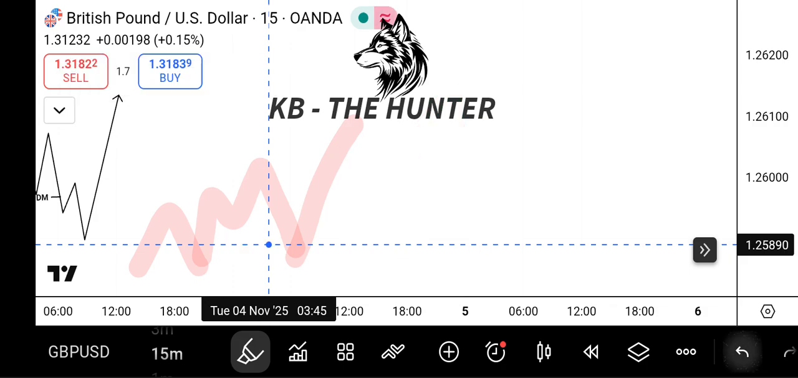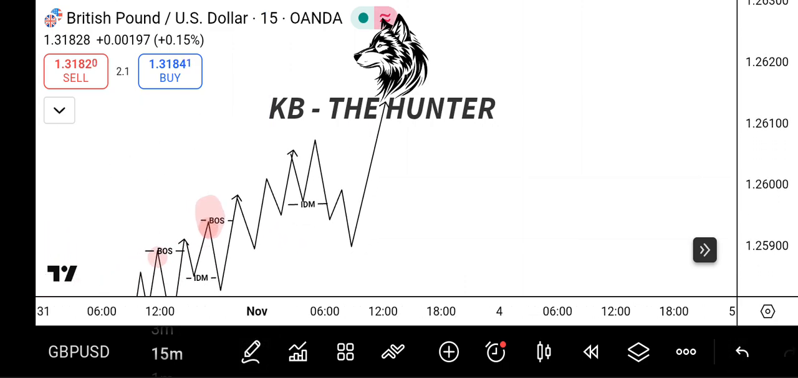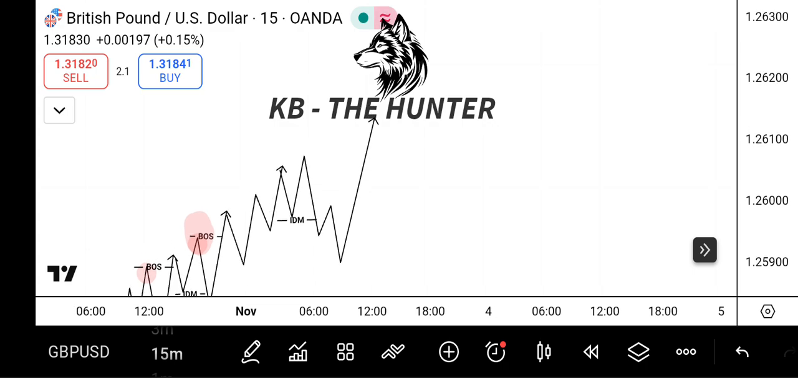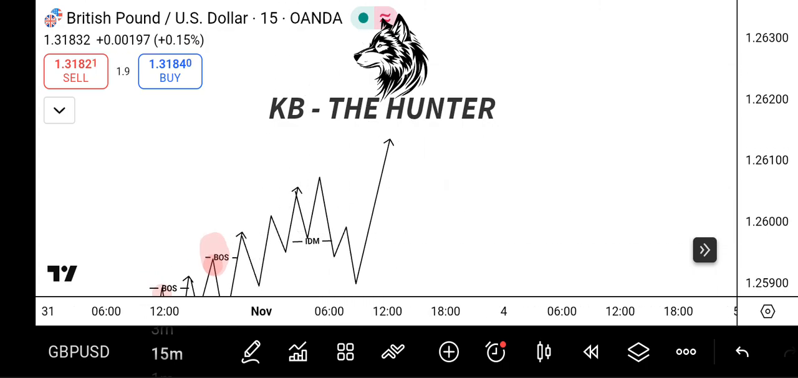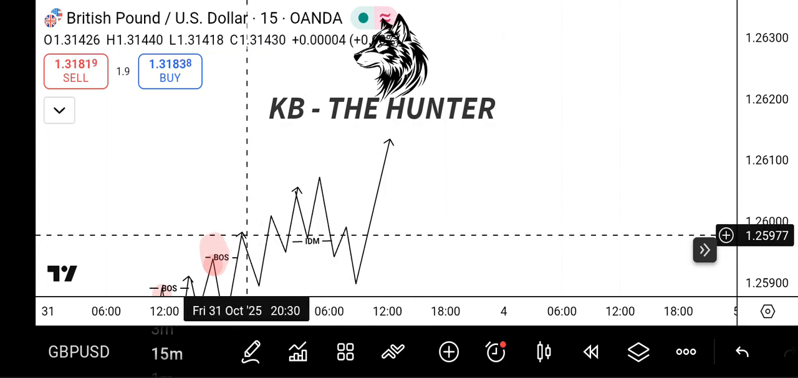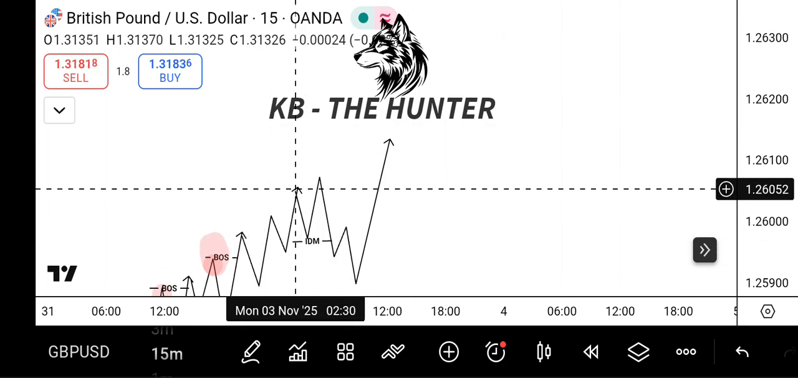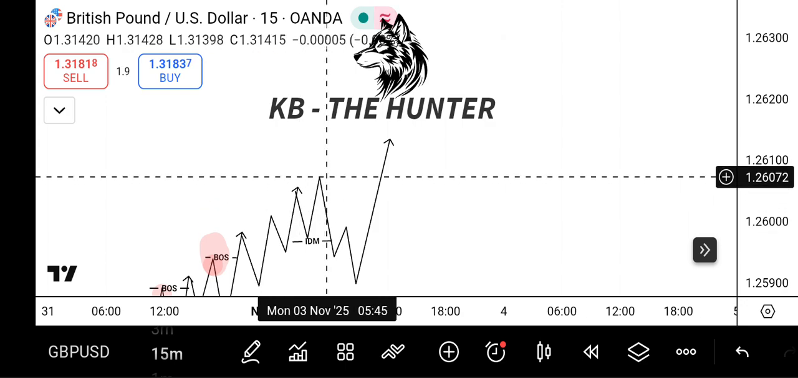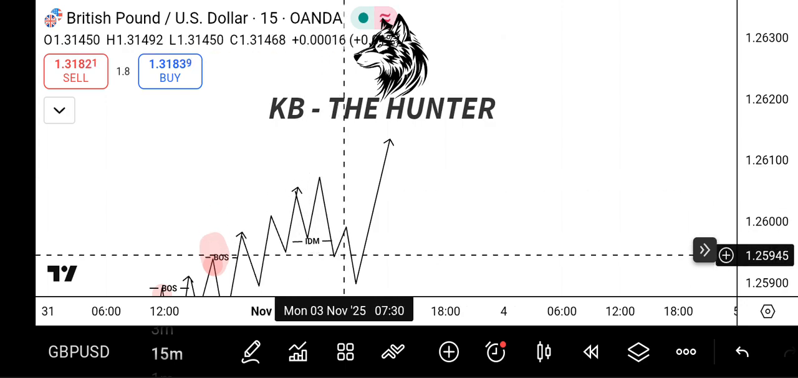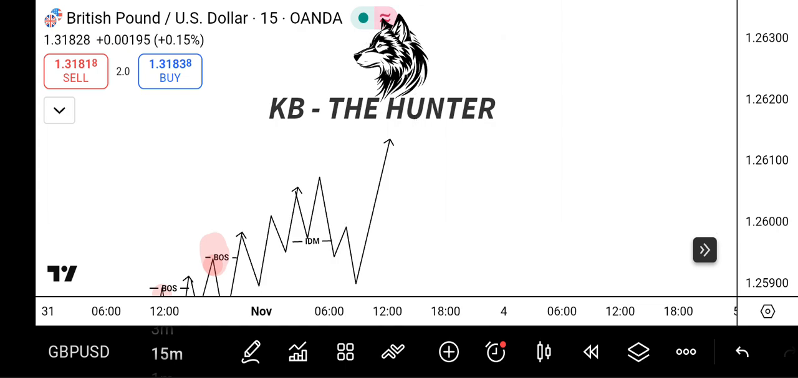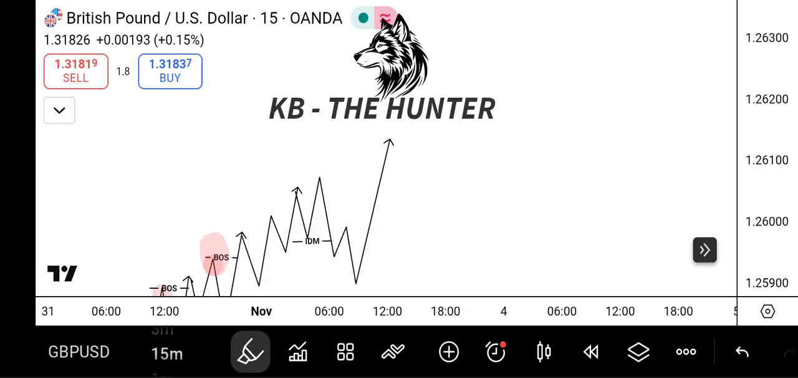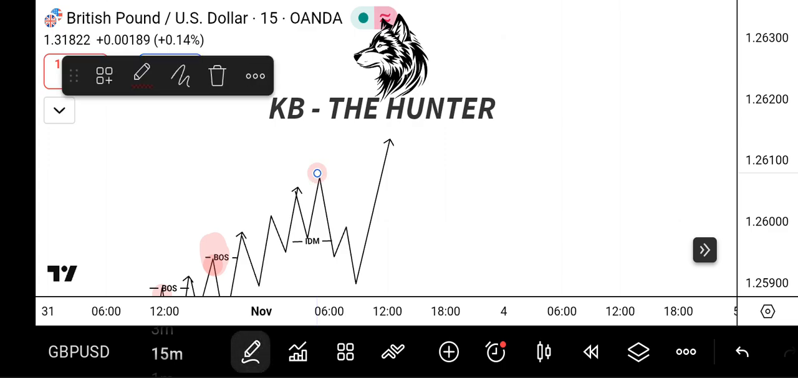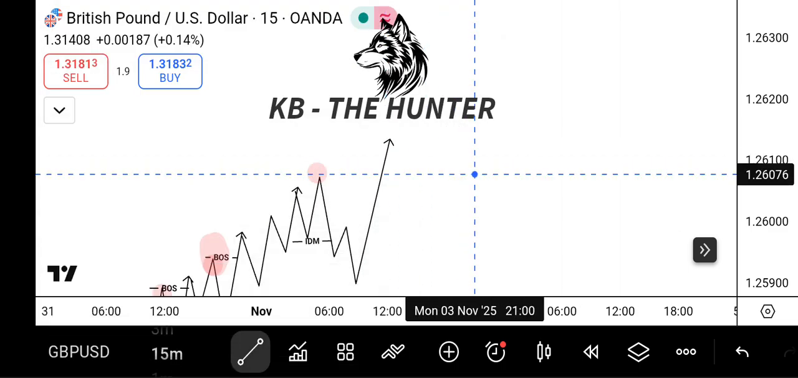Okay, so let's go back. So which one is our high here? This is not a high. This is not our high, and this is not our high, but this is our high. Why? Because inducement was taken. So this is our high, and we are expecting a break of structure.